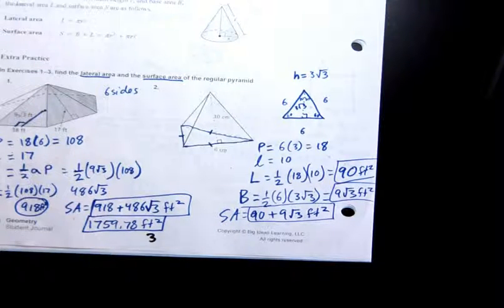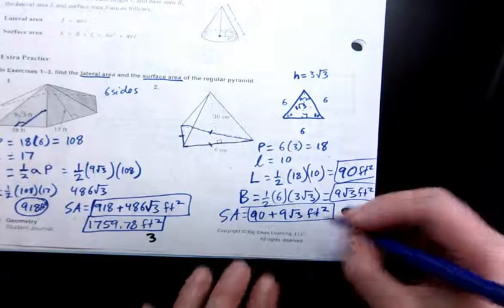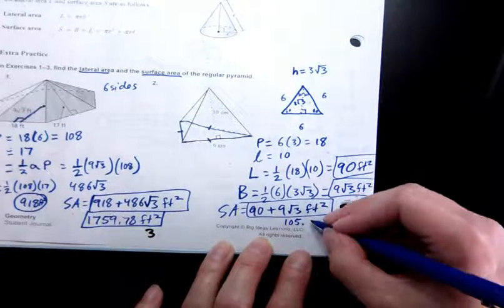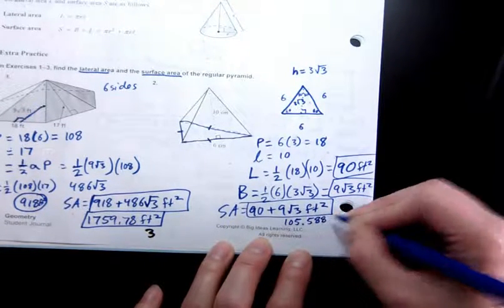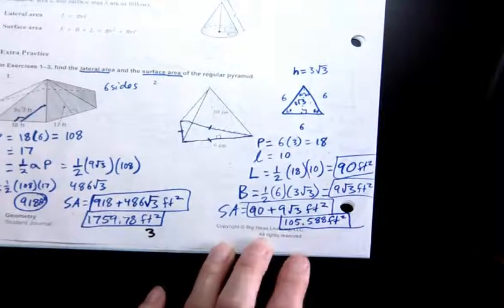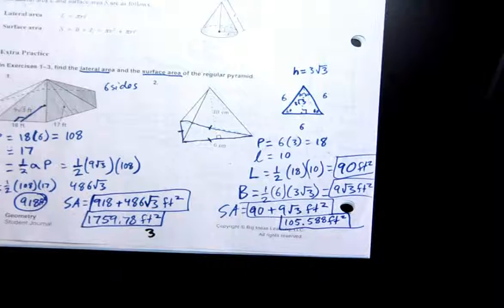And if you're asked for a decimal answer, can you get it faster than me? What'd you get? 105.588 feet squared. Alright, once you have that, flip to the next page.